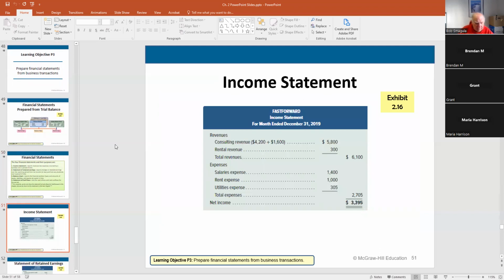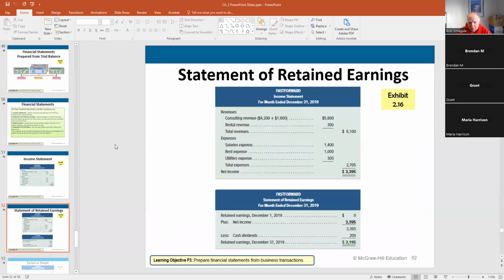So let's look at your income statement. They had consulting revenue, they had rental revenue, and they itemized them, $6,100. Salaries expense, rent, utilities, total expenses, $2,705. Your net income, $3,395. Now that we know what the net income is, and only when we know that, we can go to the statement of equity.